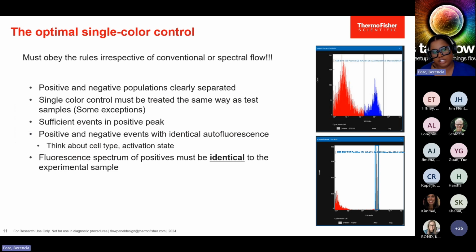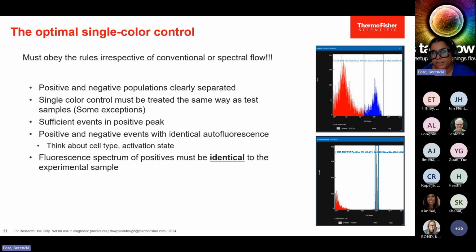And so moving on to our next point, the first point being making sure the autofluorescence matches, we want to have optimized single color controls. And to no surprise, the rules apply for both conventional and spectral flow. So just make sure your controls have these kinds of features. You want to make sure your positive and negative populations are clearly separated. The single color controls really need to be treated the same way as the test samples.